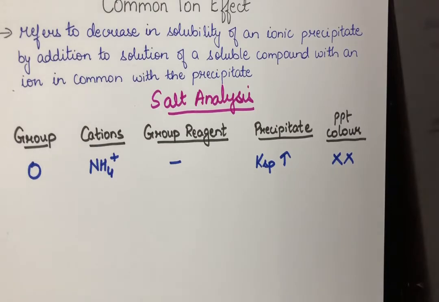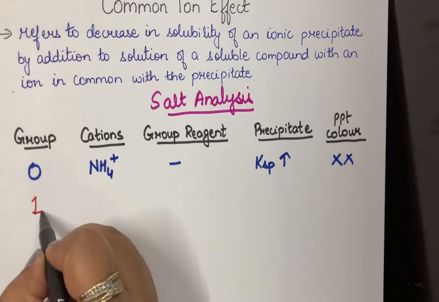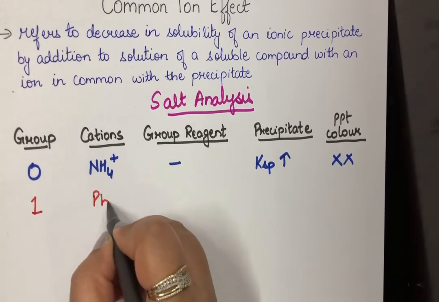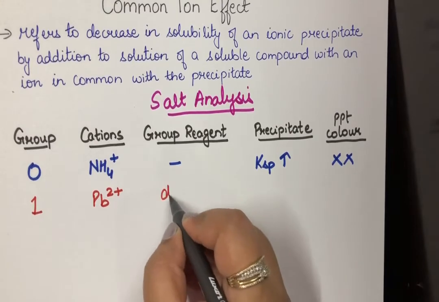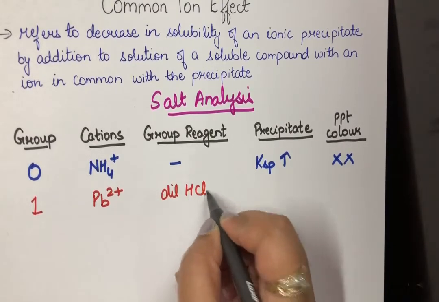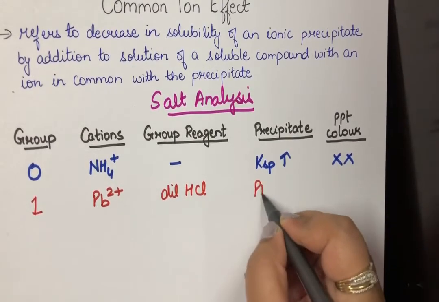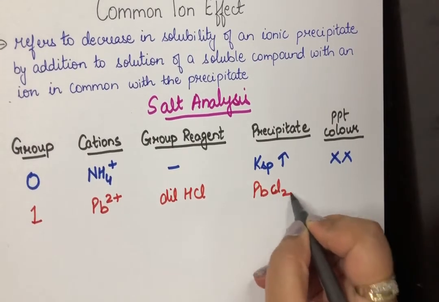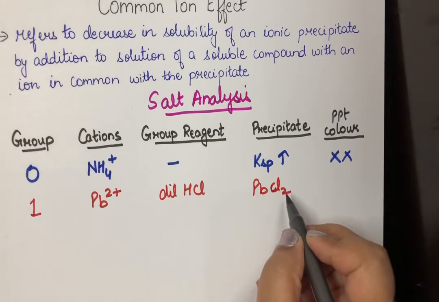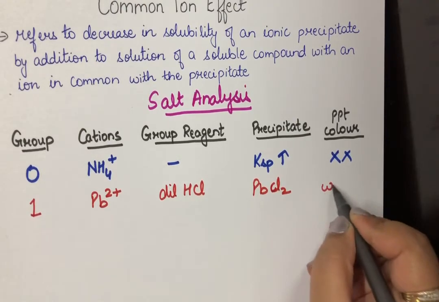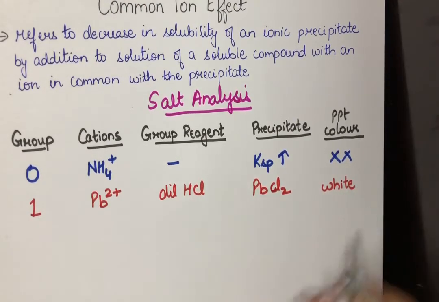Now once you are done with group 0, the next is group 1, and in group 1 I have Pb2+, lead ion, and the group reagent here is dilute HCl, and your precipitate is PbCl2. So your cation is precipitated as a chloride here, and what color precipitate do you get? You get a white precipitate.